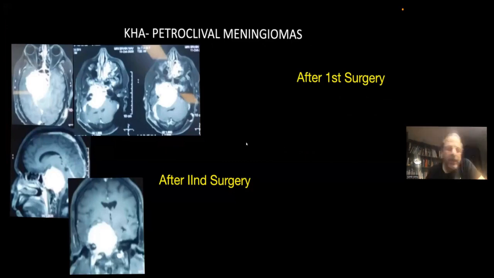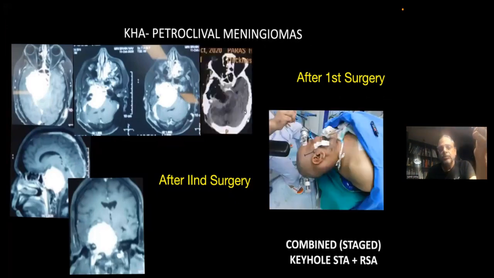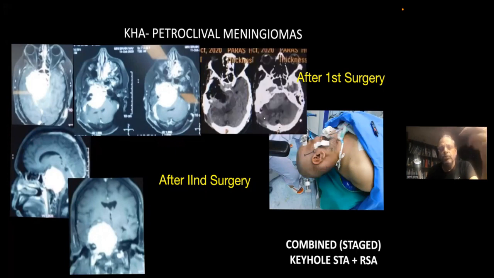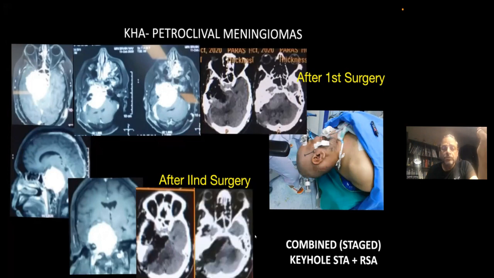Massive giant petroclival meningiomas, keyhole is the answer. No longer combined petrosal approaches. You can do it in 2 stages. The first stage, the subtemporal route, can achieve this post-op CT, and then you do the second surgery, a staged second surgery, the next day or maybe later. You can see complete tumor removal is being achieved now.